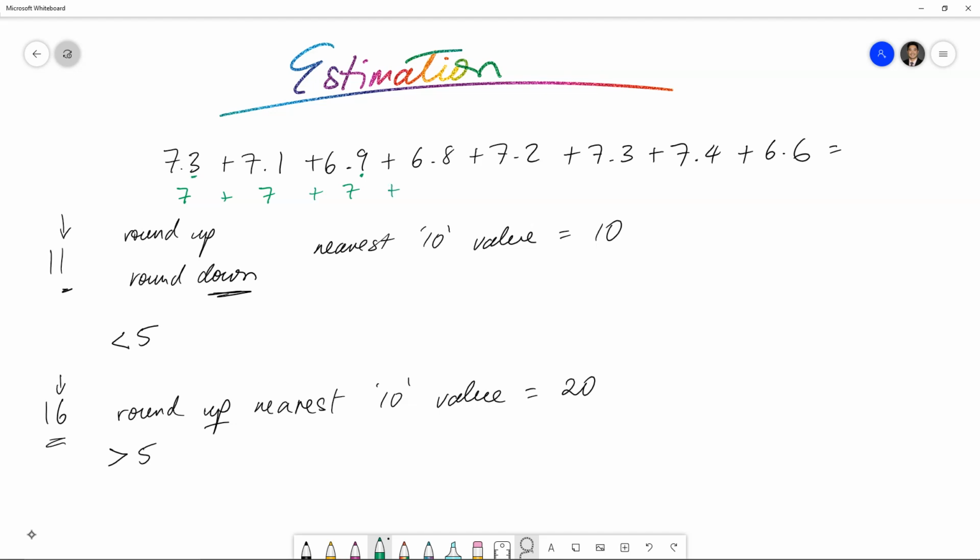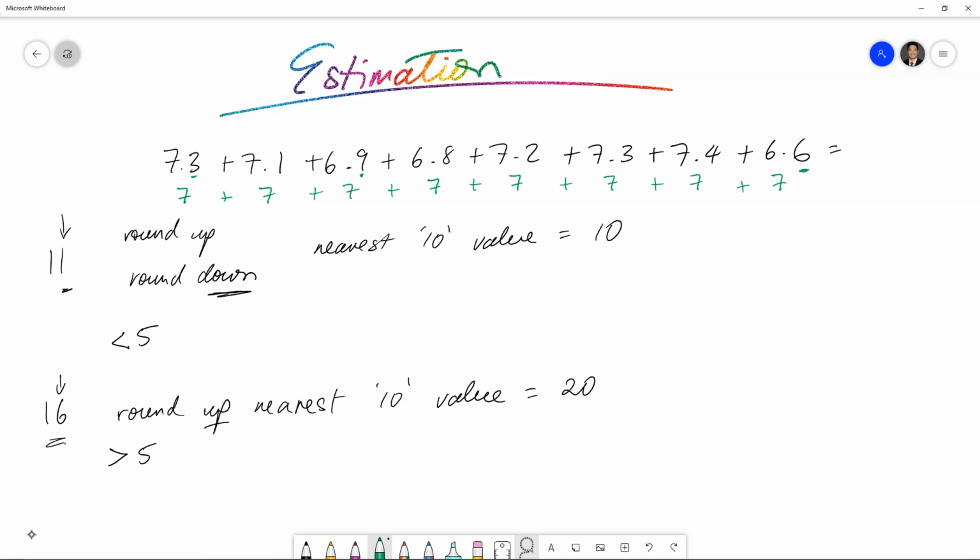6.8 is closer to 7. 7.2 is closer to 7. At the moment, all of these numbers are closest to 7. Plus 7.3 is closer to 7. 7.4 closer to 7. And then 6.6, because the 6 is greater than 5 again, we are going to round it up to a 7.